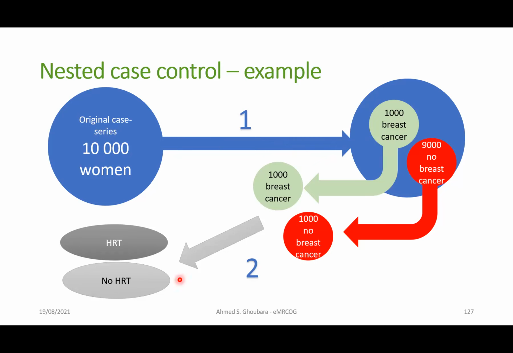Then I will do the second, nested case control study. I will take those 1,000 ladies, and I'm not going to take the whole 9,000 with no breast cancer. I will just take a sample from that. This sample actually was from the original cohort. I'm not going to take any sample from outside this original population. Okay, so 1,000, go back in time. So there might be some people using HRT, no HRT, for example. This is clear, guys. So nested case control.